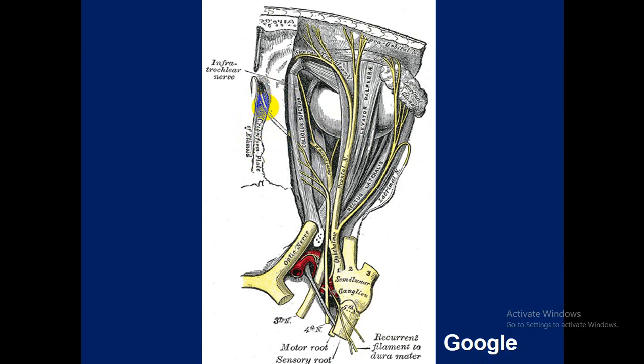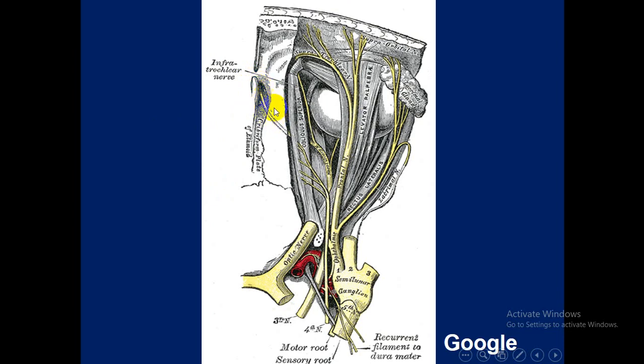Here it turns forward and descends into the wall of the nasal cavity through what? Through a slit-like aperture at the side of the crista galli. هاي الكريستا جالي اكو يمه اكو فتحه صغيرة, شرحة صغيرة, slit like aperture.